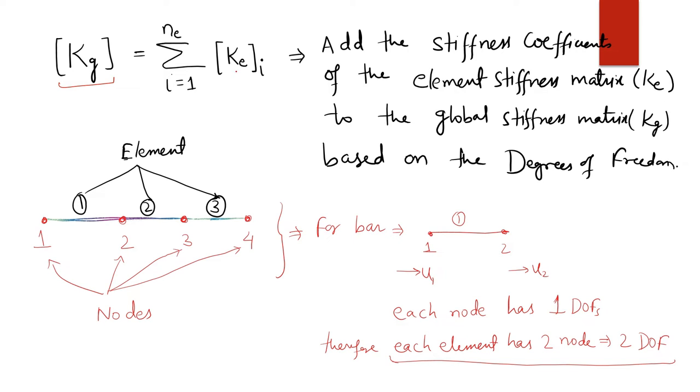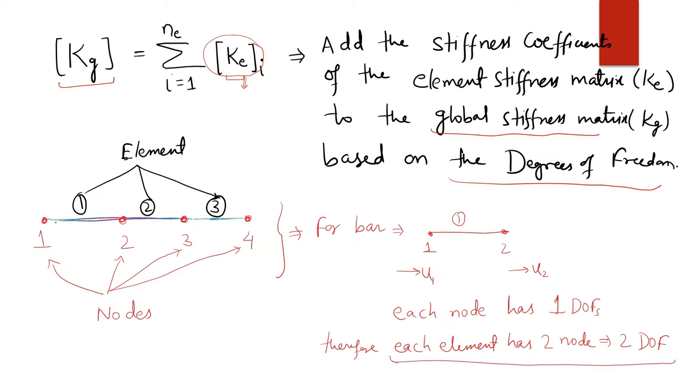So how can we get the global stiffness matrix? By summation of all the elemental stiffness matrices. But this summation of the elemental stiffness matrices has a very good assembly way. We have to assemble it in a very nice manner, adding the stiffness coefficients of the element stiffness matrix to the global stiffness matrix based on the degrees of freedom. Now we will understand how to do it.